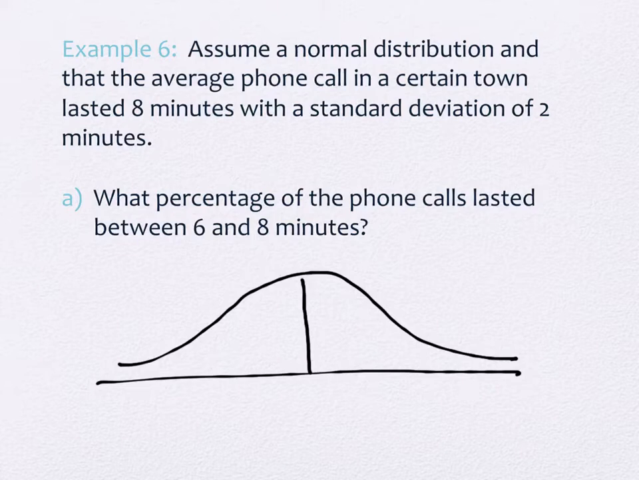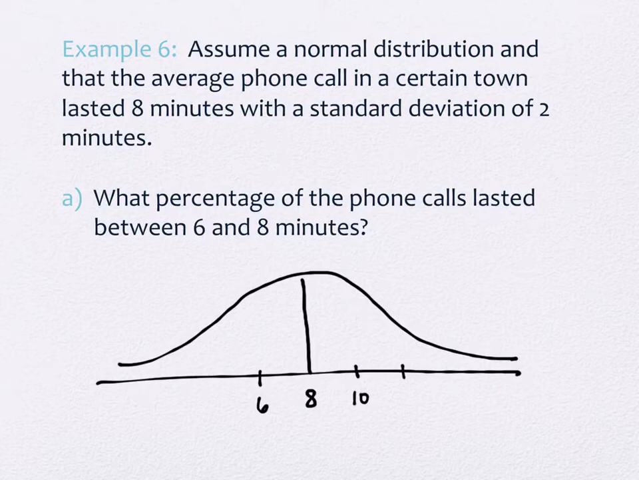So this value in the middle, you can draw it solid like I did or dotted like I did before, is the average. That's the mean. It's the 8-minute phone call. And then it says the standard deviation is what? 2. So we're going to go out 2 to the right and to the left. So 2 minutes more than 8 would be 10, and less than 8 would be 6. That is 1 standard deviation out.